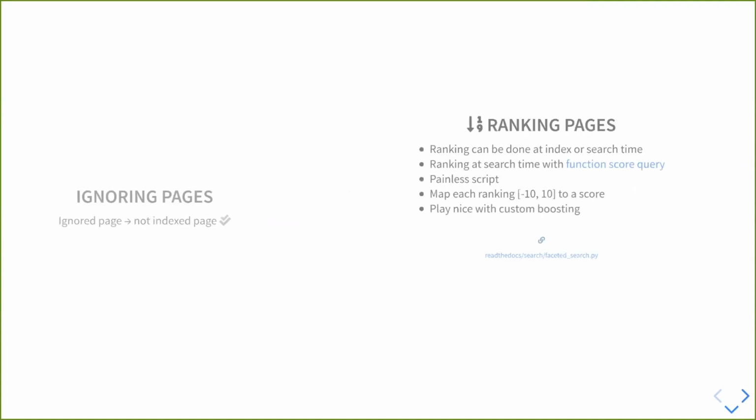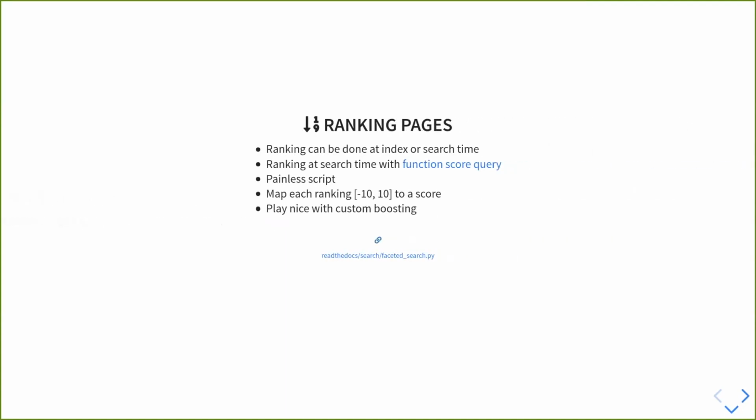Now, for ignoring pages, it's easy. We don't index those pages. We just ignore them. For ranking pages, ranking can be done at index time or search time. They have pros and cons. You can have faster queries when you do it at index time, but you will need to reindex everything when the ranking changes. For that reason, we went for doing a search time ranking.